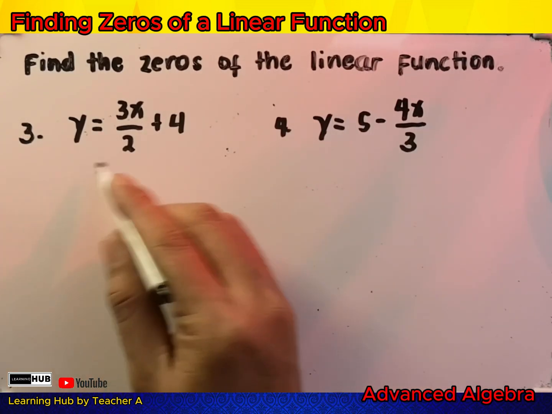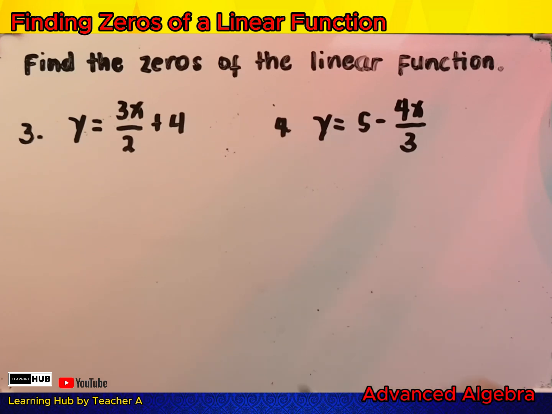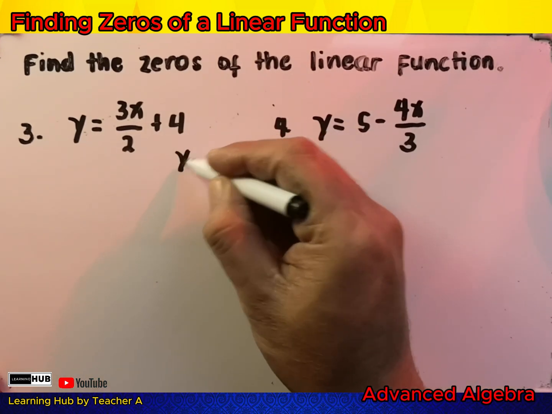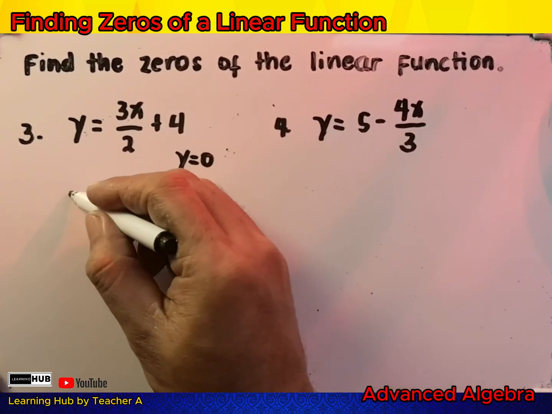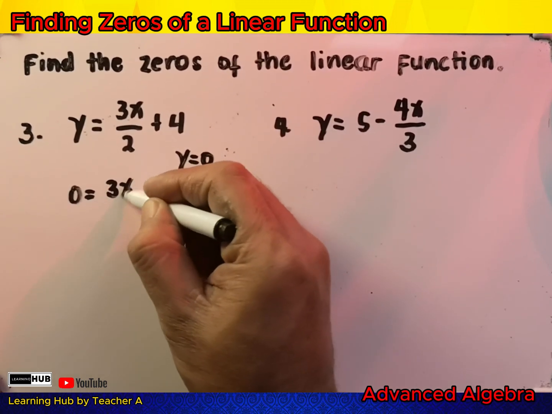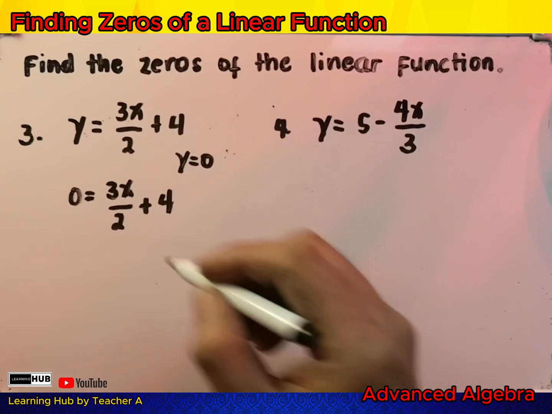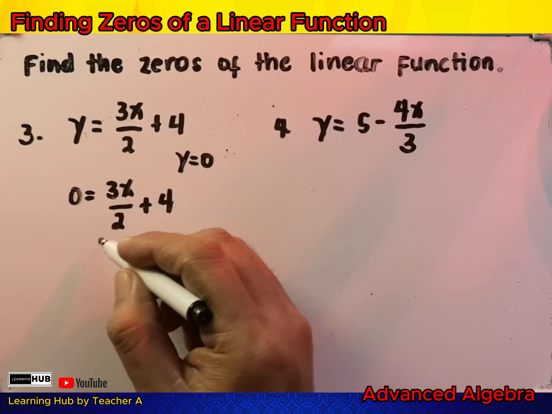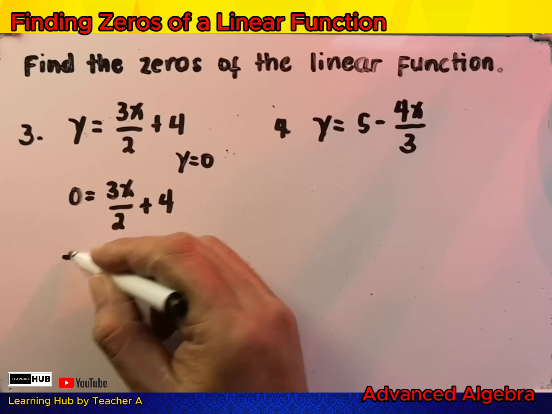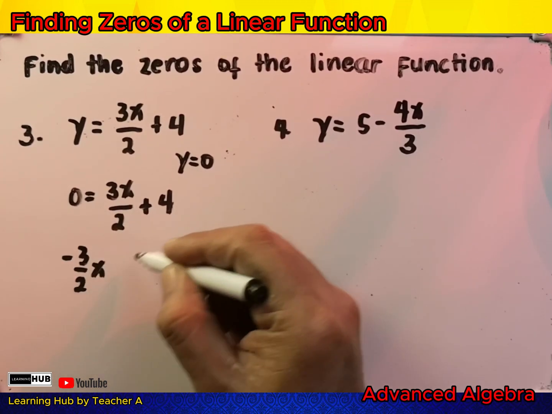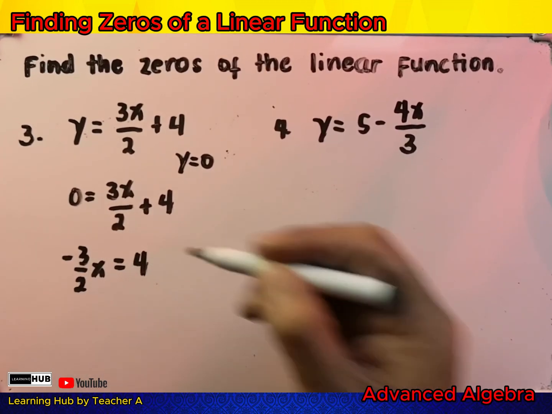Example number 3, we have y equals 3x over 2 plus 4. So again, set our y to 0. So 0 is equal to 3x over 2 plus 4. So we're going to transfer 3 over 2 x to the other side. So negative 3 over 2 x is equal to 4.